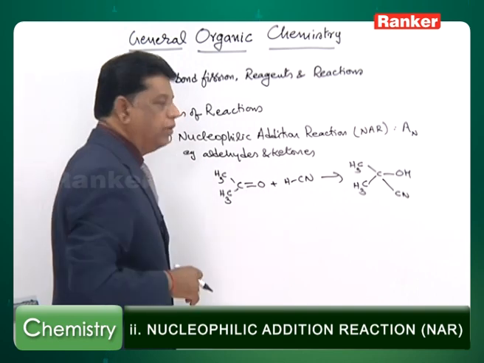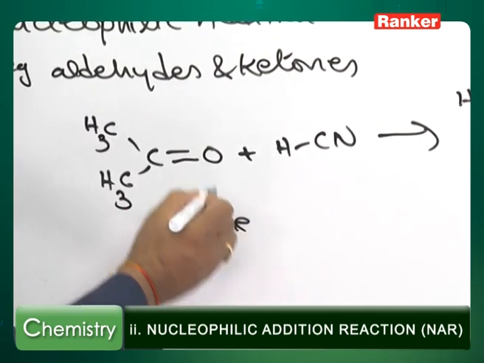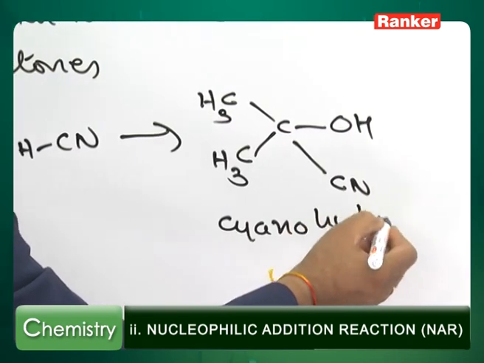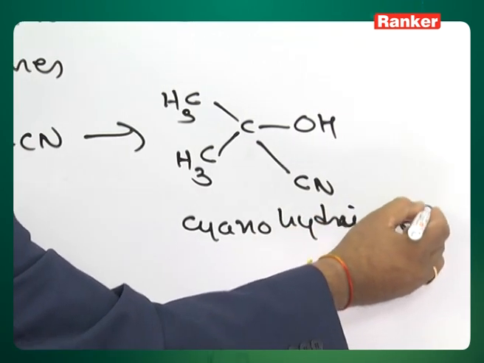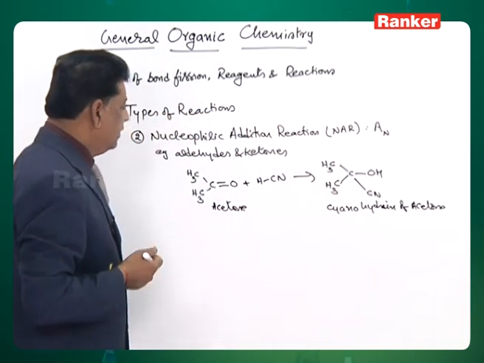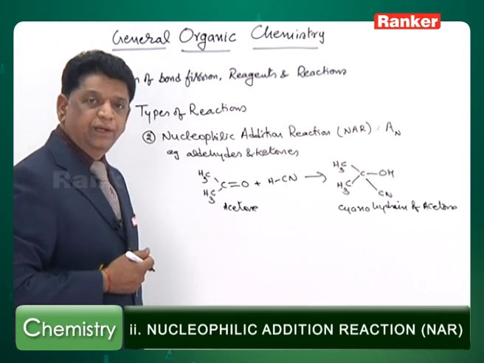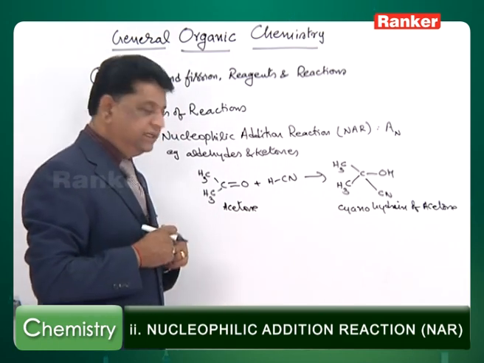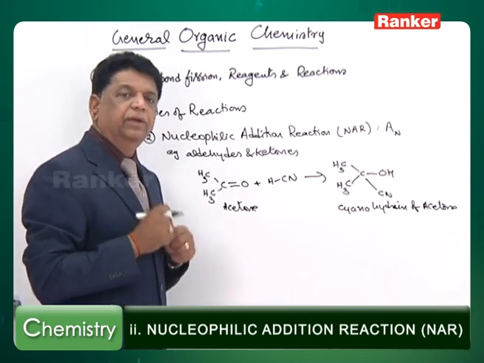So HCN added products are called cyanohydrin. If I call this acetone, the answer you call as the cyanohydrin of acetone. The corresponding cyanohydrin is formed. In this reaction also there is a double bond, something is added, and the double bond has become a single bond. Therefore, this is an addition reaction. The only difference from the previous reaction is that that was a C=C double bond, and this is a C=O double bond. So this makes the fundamental difference.